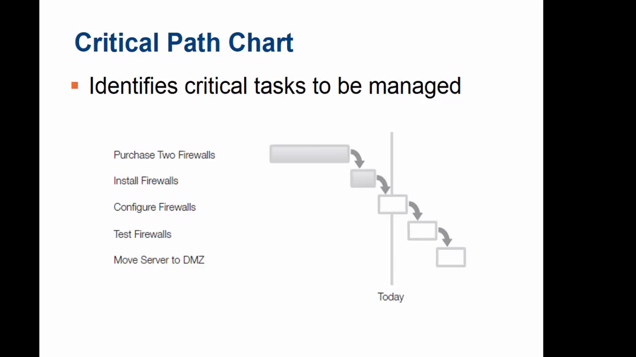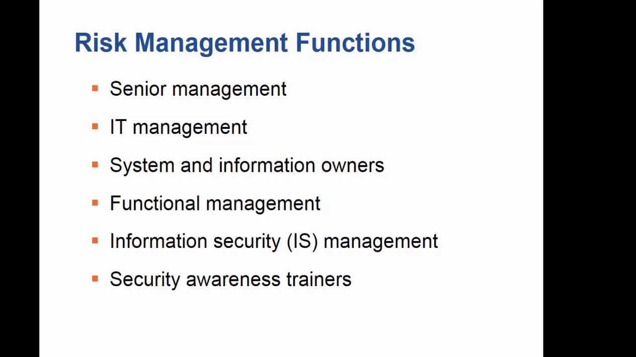What is the long tent in the pole, right? What is going to prevent us from doing our job, or from getting from point A to point B? What is critical that will stop us from getting there? Risk management functions: senior management, IT management, system and information owners, functional management, information security management, and security awareness trainers. These are all functional areas that will participate.